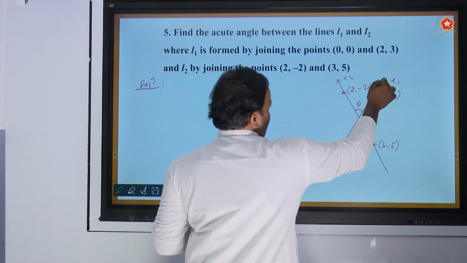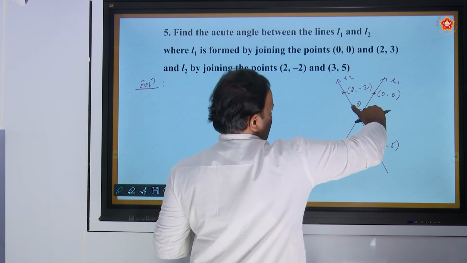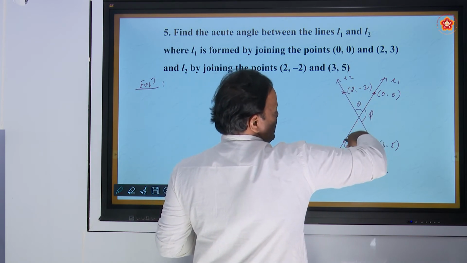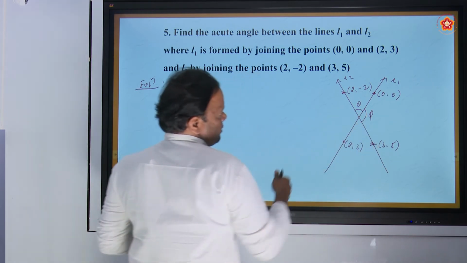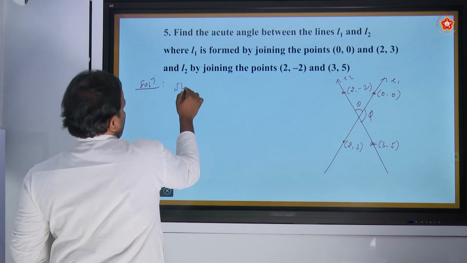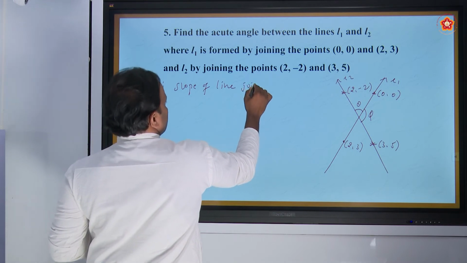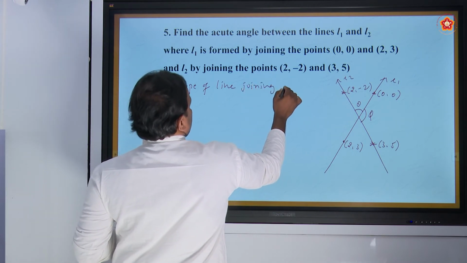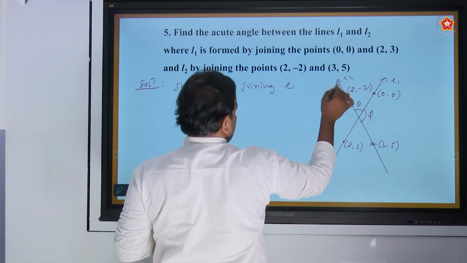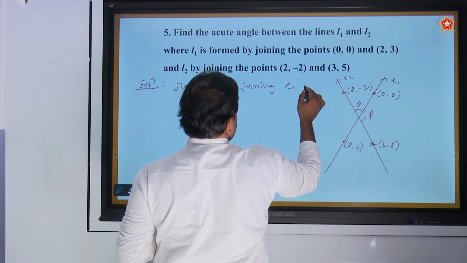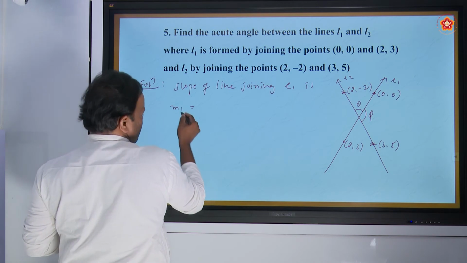So first find the slope of line L1 by taking the two-point form. Find the slope of L2 by taking two points, the two-point form. Find the slope of L1, say M1, and find the slope of line L2, say M2. Then use the same formula. Slope of the line joining L1 is, say, M1.